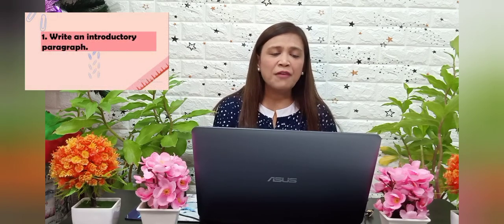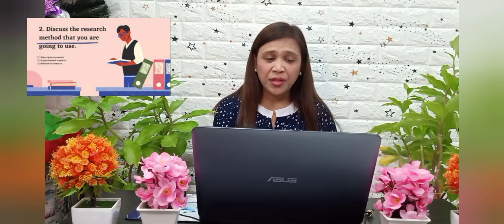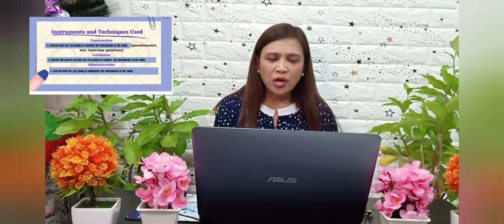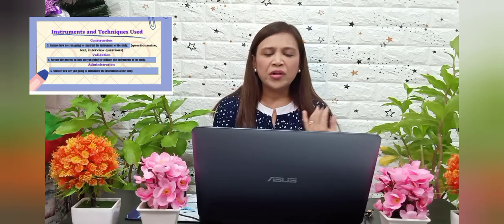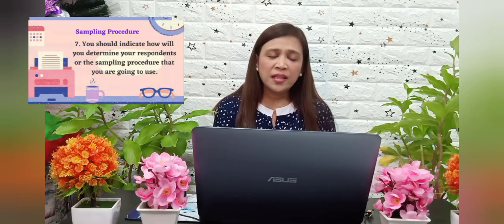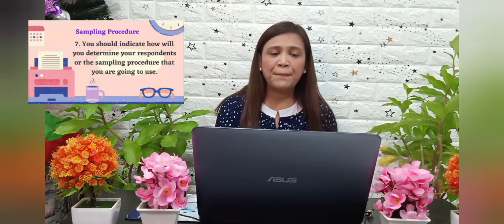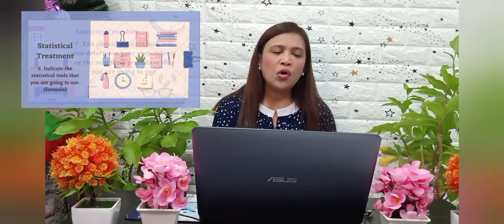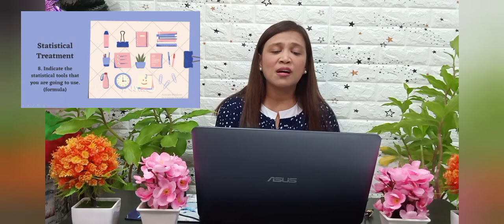Okay? So may I just have a recap of the techniques on how to write your research methodology or your chapter 3. First, write an introductory paragraph. Second, discuss the research method that you are going to use. Third, you are going to discuss how you will construct, validate, and administer your research instruments. And then, discuss also or narrate also how you are going to do the data gathering procedure. And then, how are you going to do the sampling procedure? And then, of course, you will also try to discuss something about the statistical treatment.